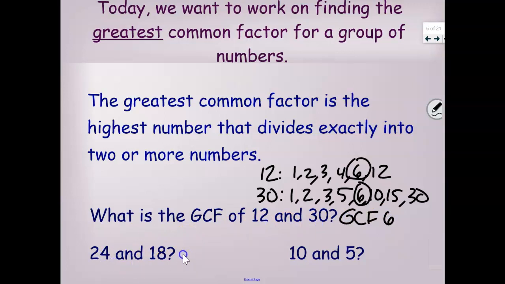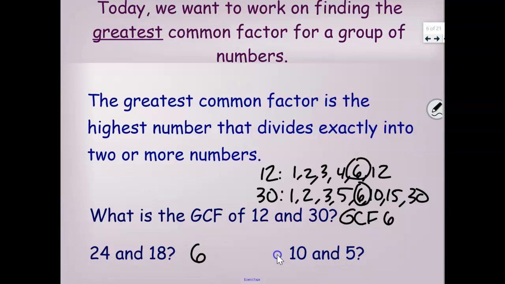What about 24 and 18? Well, I can forego the listing out thing, and I can just work my way through it. I can start with 18. Will 18 work? No. I can't go 18 times something and get 24. But it's a good starting place. I know it's not going to be bigger than 18, so then I think of, okay, what's another factor of 18? Sorry, 9 is the next biggest factor. 9 won't go into 24. So then I think, okay, what else? 6. Well, 6 will also go into 24, so my GCF would be 6.